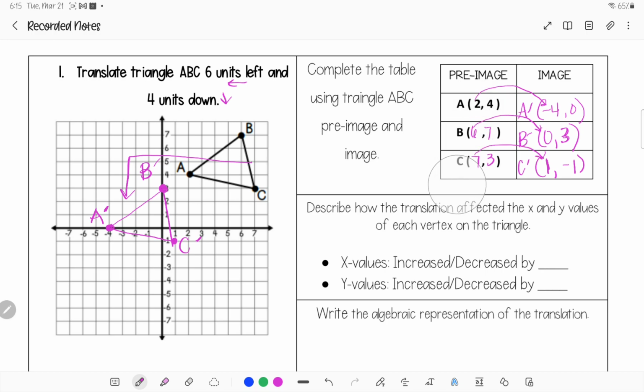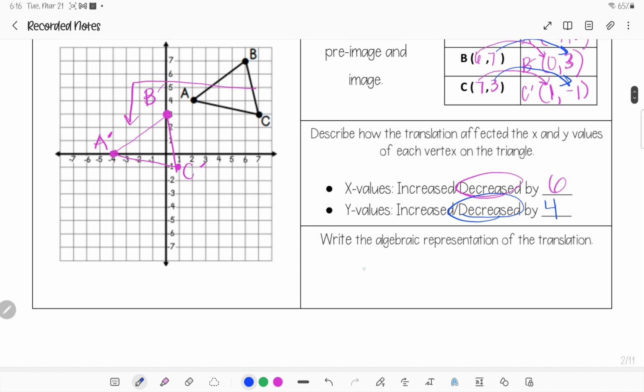I can tell that from my pre-image, my original point, to my image point, there was a decrease in number. My number got smaller in value, and it got smaller by 6. That's because I went 6 units to the left, so it should be getting smaller. Then if I look at my y values, I started at 4, I ended at 0. I started at 7, I ended at 3. Started at 3, ended at -1. Those also decreased, and to get from my pre-image to my image point, it decreased by 4.